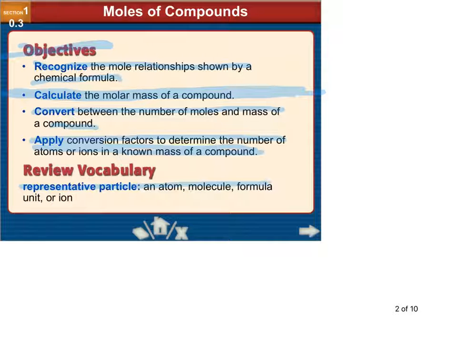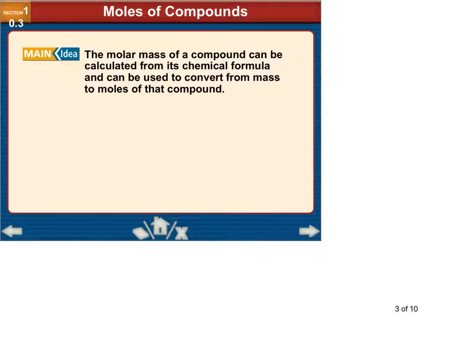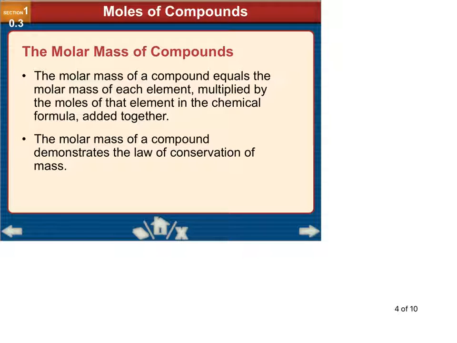Representative particle, review vocab: an atom, molecule, formula unit, or an ion. Main idea: the molar mass of a compound can be calculated from its chemical formula, and it can be used to convert from mass to moles of that compound. We'll be using what we're going to learn in this section all the way through the rest of the year. Very, very important stuff for chemistry.